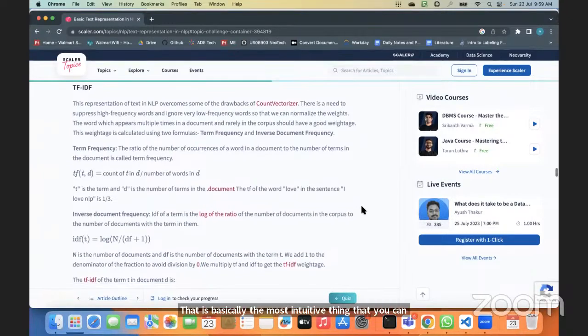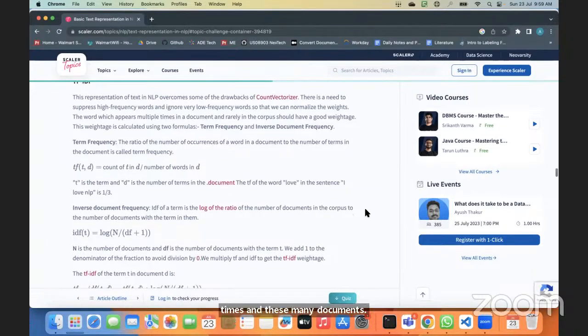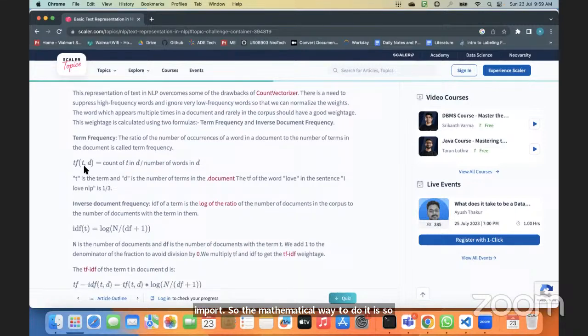So it's occurring these many times and in these many documents. A little bit more information that we are trying to encode. The mathematical way to do it is: TF of a term comma document is nothing but count of term in document by number of words in the document, right? Not dictionary, sorry, document.